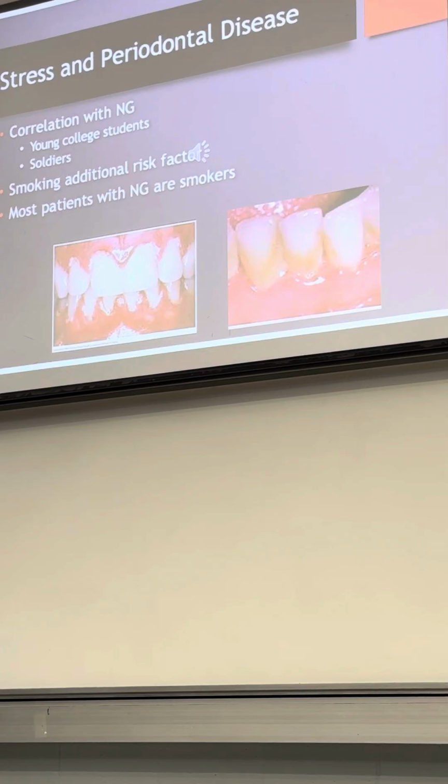So we know there is a correlation between stress and necrotizing gingivitis. Young college students are more at risk for that. And remember, we talked about soldiers. Do you remember the term they call that? Remember, it got termed trench mouth, but that's necrotizing gingivitis. It was because of all the stress those soldiers were going through in that environment. Smoking, of course, is an additional risk factor. Most patients with necrotizing gingivitis are smokers, so that is not a good coping mechanism.